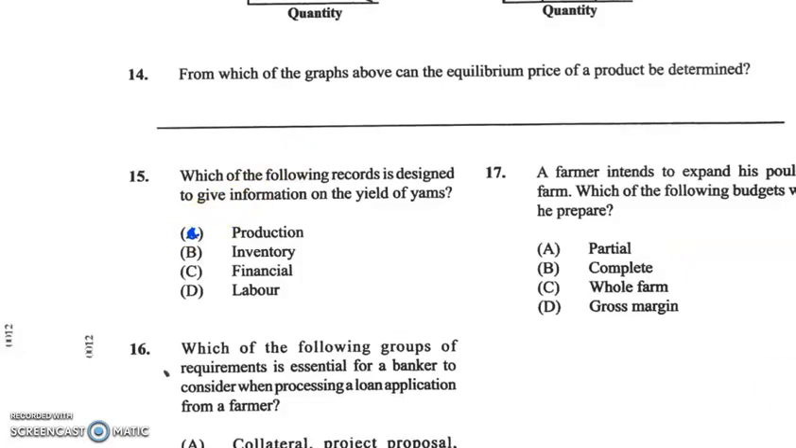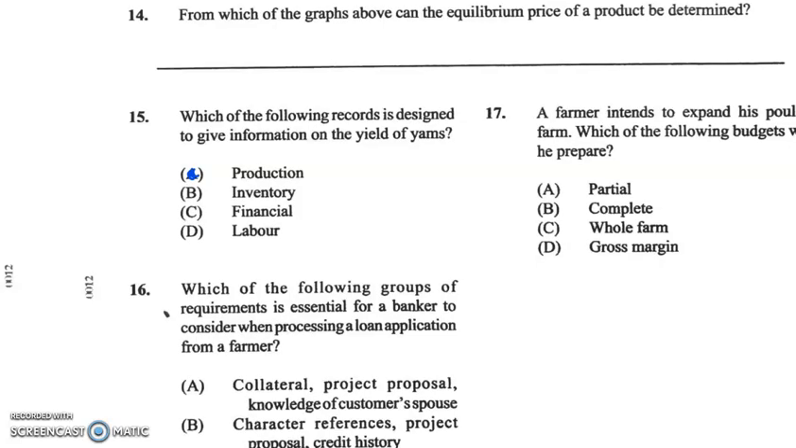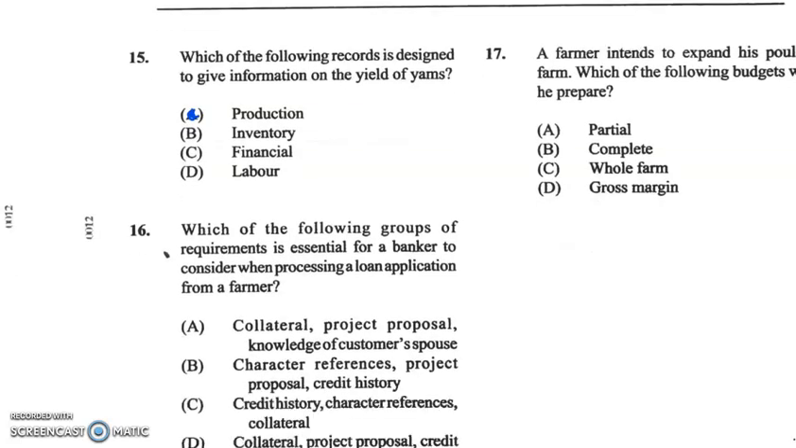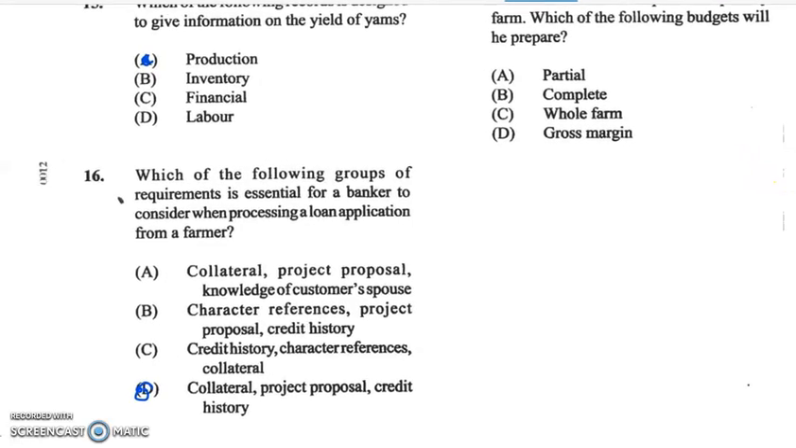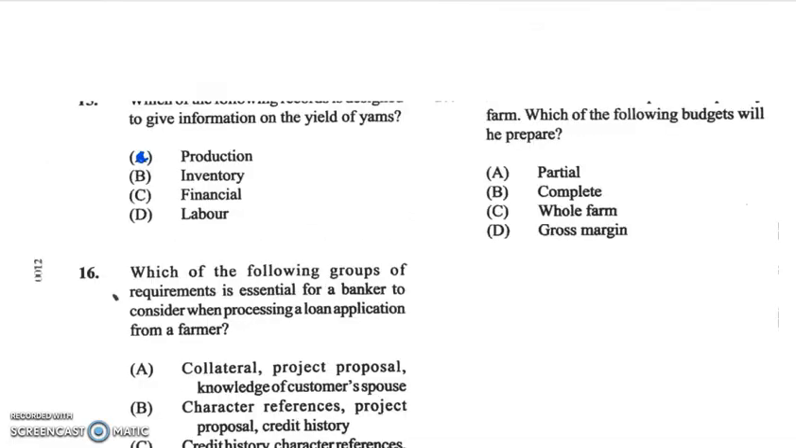Question 16. Which of the following groups of requirements is essential for a banker to consider when processing a loan application from a farmer? So a farmer wants a loan. Which of the following is important for the banker to consider when processing that loan application? And the answer to question 16 is D. So the farmer must have collaterals, he must have a project proposal and a good credit history in order to access the loan.